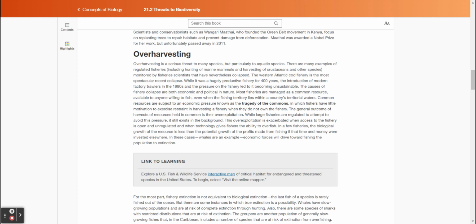This overexploitation is exacerbated when access to the fishery is open and unregulated, and when technology gives fishers the ability to overfish. In a few fisheries, the biological growth of the resource is less than the potential growth of the profits made from fishing if that time and money were invested elsewhere. In these cases, whales are an example, economic forces will drive toward fishing the population to extinction.